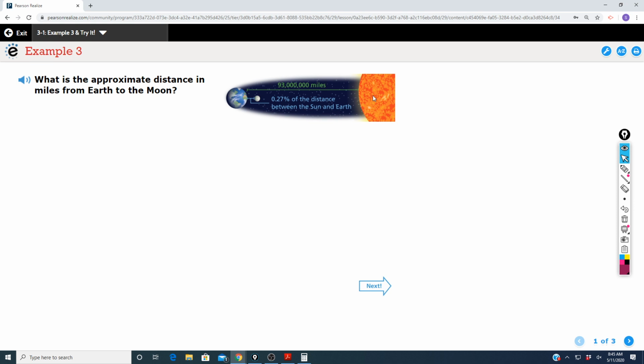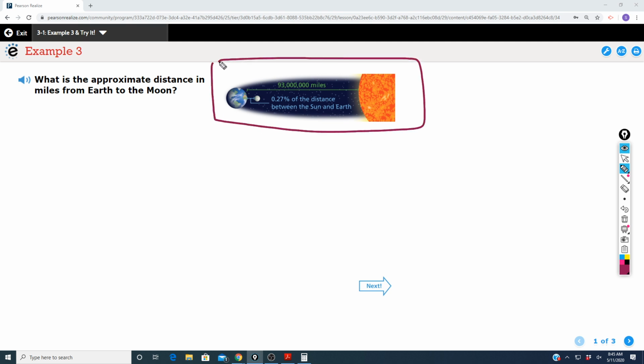So here's a good one right here. If you can see in the information that we're given here, the distance from the Earth to the Sun is 93 million miles. And the distance from the Moon to the Earth is 0.27% of the distance between the Sun and the Earth. It asks, what is the approximate distance in miles from Earth to the Moon?